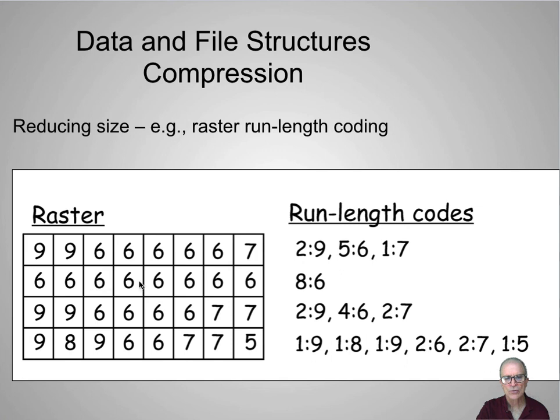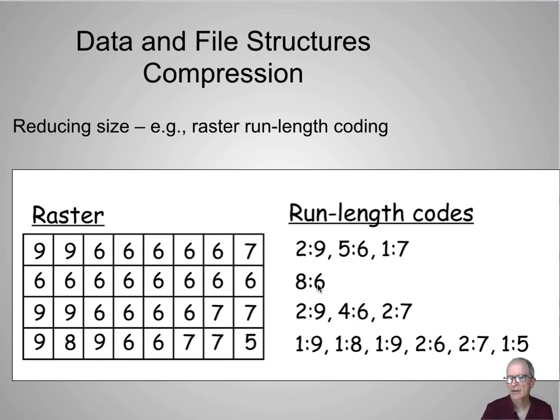If I have lots of data that are the same next to each other, here I need 1, 2, 3, 4, 5, 6, 7, 8 bytes, basically 8 cells, 8 numbers to store each of these 6s. Here I only need 2. I'm saying it's a run of 6s. There's 8 6s, right? So a run of 8 and the value is 6. So I have 2 pieces of information, and here I have 6 pieces of information. So I can compress the data using run length coding.